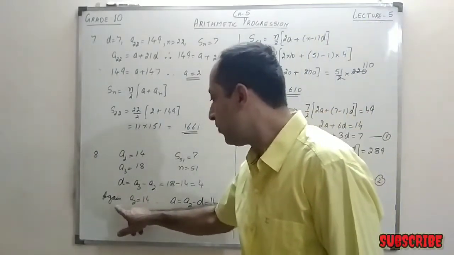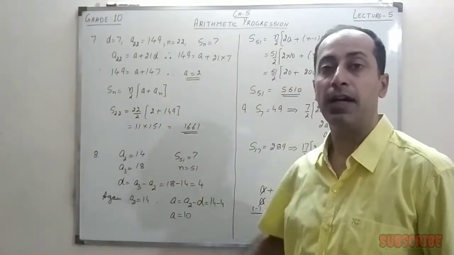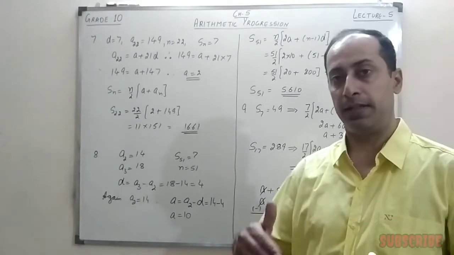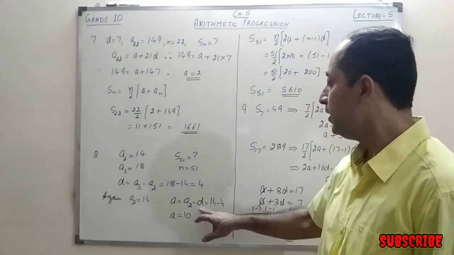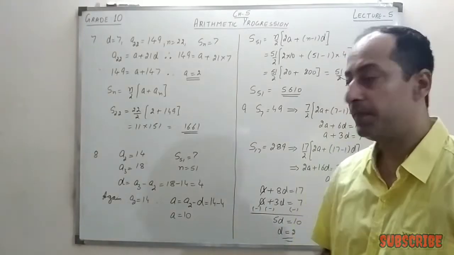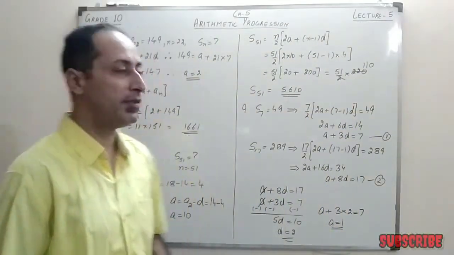Now the next thing would be to find the value of A. Again we know that A2 is 14, and if I have to find A, I can write the next term minus D. That is, A can be written as A2 minus D, and we get A as 10. Then we substitute the values and find the sum of 51 terms.